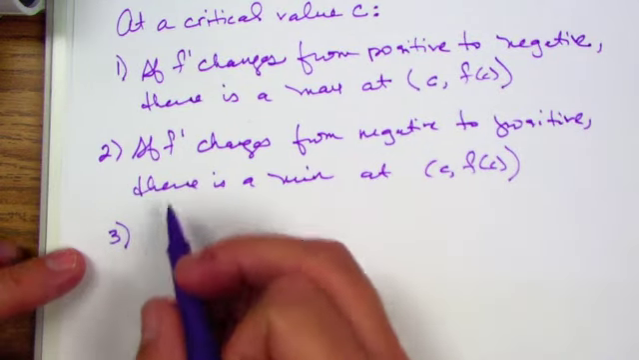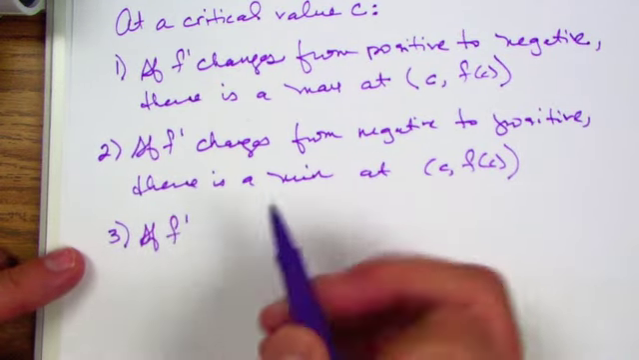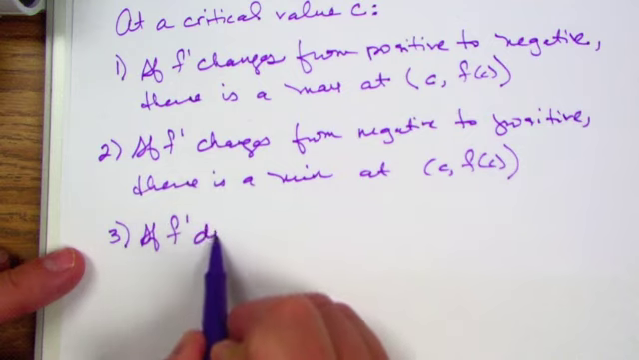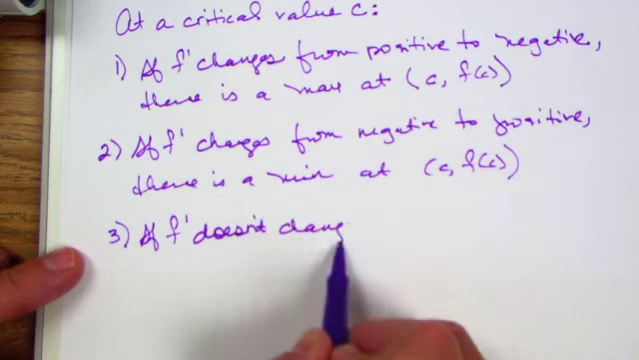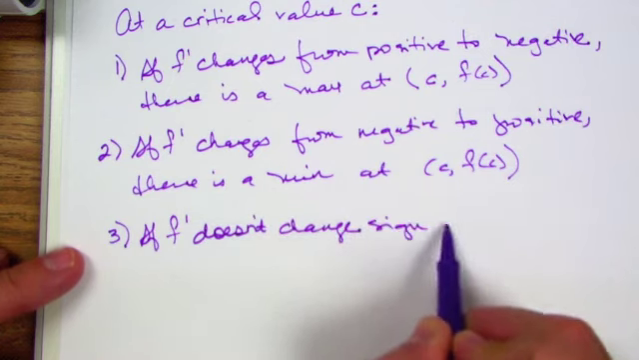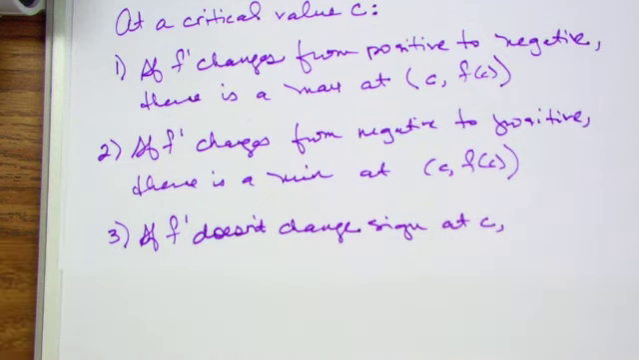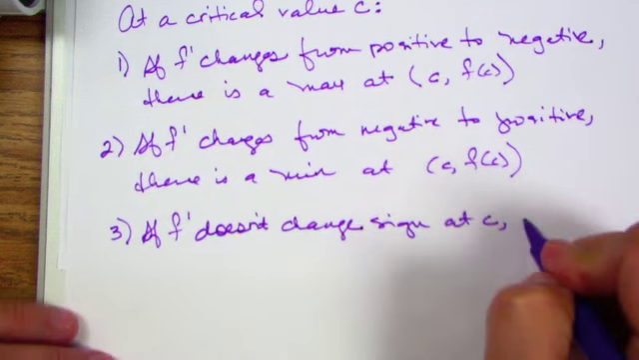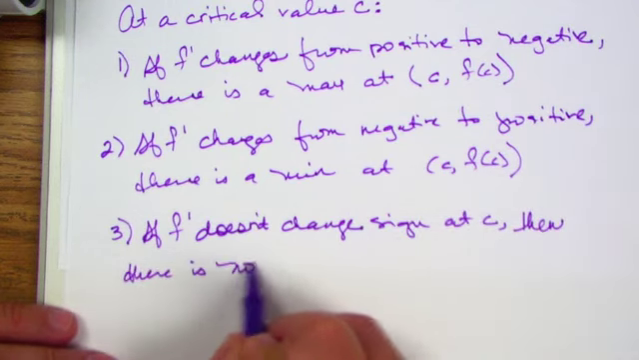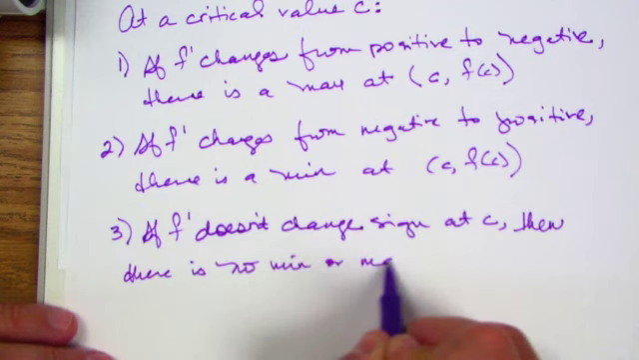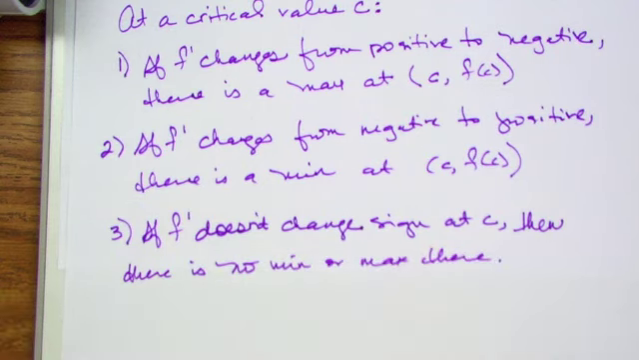Okay, and then the last thing that I need to write here, what's the other possibility? Not if f prime is 0, if f prime doesn't change sign at C. There's no sign change. It's like that cubic thing I drew, right? It was positive and it was positive. Then all I can say right now is there is no min or max there.